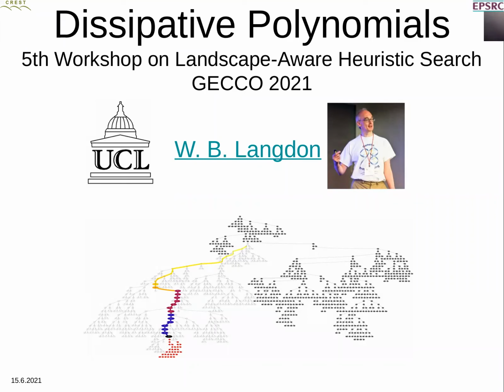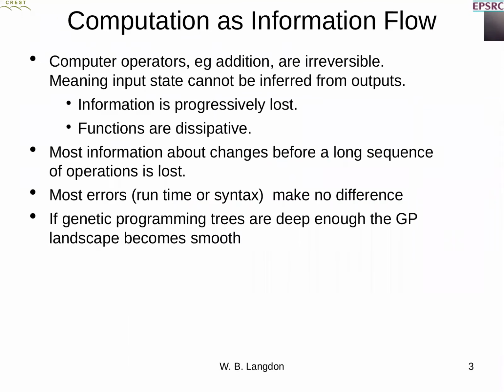I'd like to talk to you about the paper Dissipative Polynomials at the Landscape-Aware Heuristic Search Workshop at GECCO 2021. So the idea is we're going to take computation as information flow. In other words, we're going to look at computer operations in terms of information theory. Most computer operations are irreversible, meaning from the output it's not possible to infer what the inputs were. In other words, each of the operations progressively loses information.